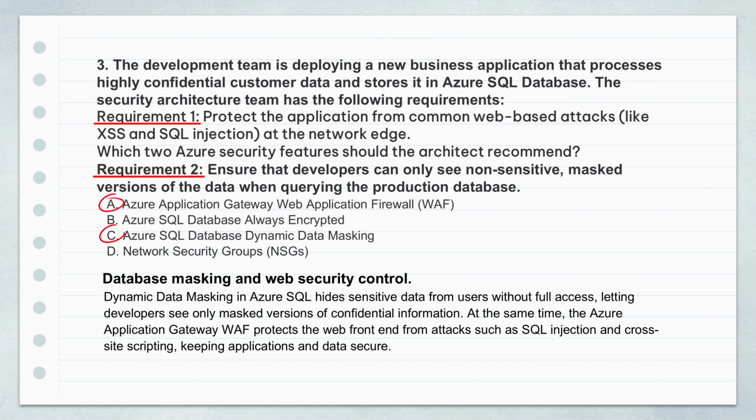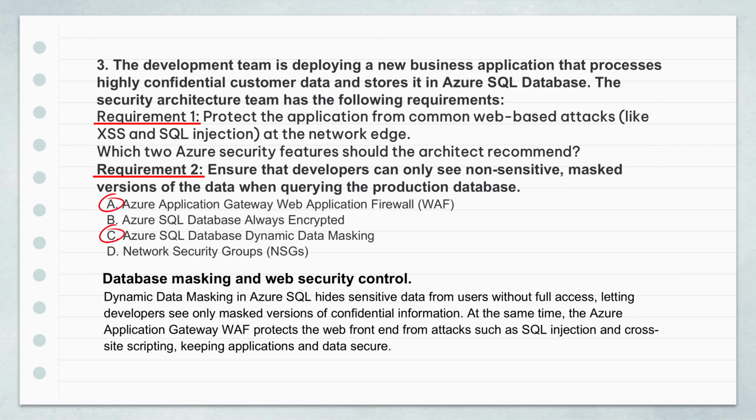Precisely. The underlying production data remains untouched, fully secure. But the development team, or maybe a support person running a query, they only see a masked version, like credit card numbers showing up as XXXX-XXXX-XXXX-1234. Got it. So architecturally, we achieve layered security.